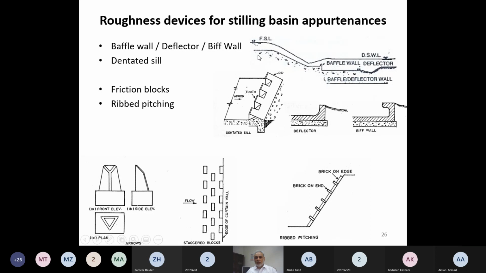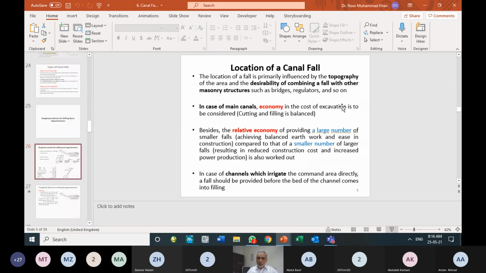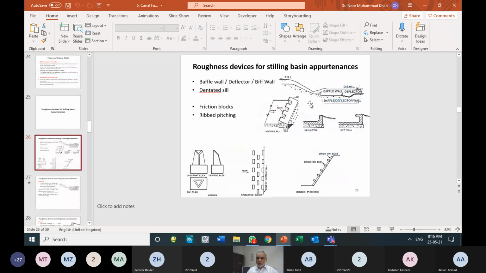The baffle wall can be of different shapes. It can be of a deflector shape, which is shown over here. It can be of a shape with more curvature, where water has to come back after striking it. Or it can be open at one place and stopping the water at another place. Then we call such a baffle wall a dentated sill. Baffle means obstruction, wall means wall. So it can be a continuous wall, or it can be a dentated wall.